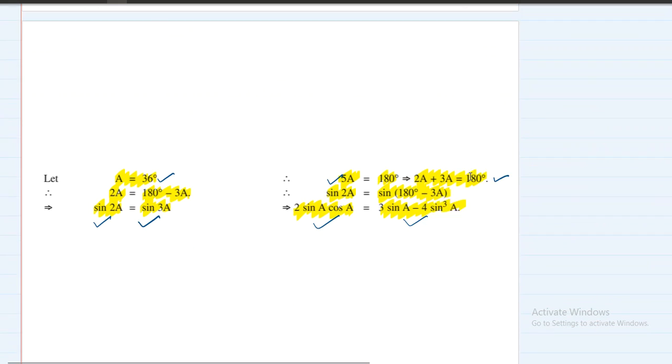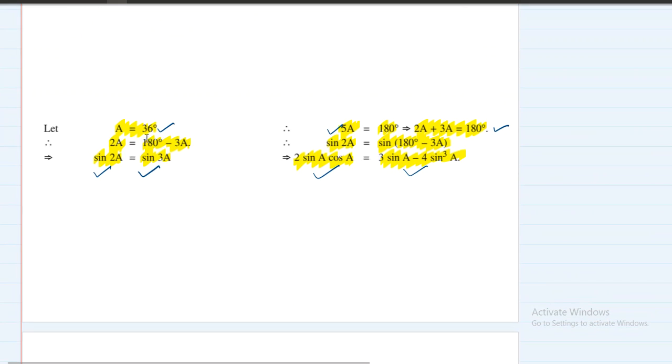Cos 36. This is interesting. So we take angle A as 36. We have to find cos 36. So 5A is equal to 180 degrees. So we can write 5A as 2A plus 3A is equal to 180. We take 2A is equal to 180 minus 3A and take sine on both sides. Sine of 2A is equal to sine of (180 minus 3A). Now sine 2A is 2 sine A cos A. And sine (180 minus 3A) is sine 3A, because 180 minus 3A lies in the second quadrant. In the second quadrant, sine is positive. So sine 2A is equal to sine 3A.